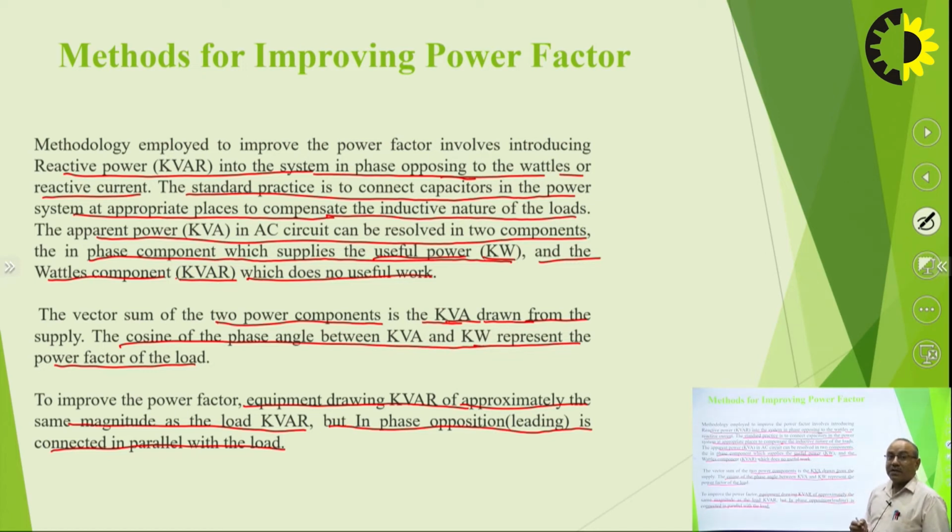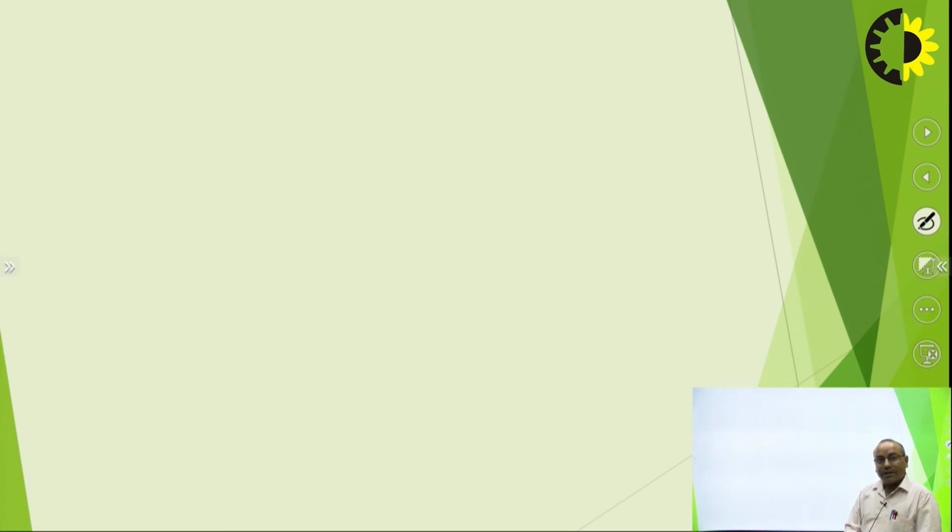So active power remains the same after connecting the capacitor, but reactive power is reduced, so apparent power is also reduced, and the power factor, which is the ratio of active power to apparent power, is improved with the help of it. We can see it in the coming slide. How do we do it?